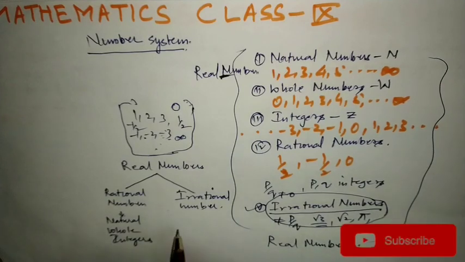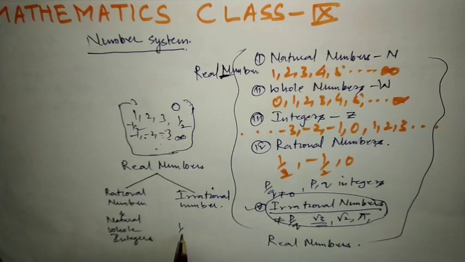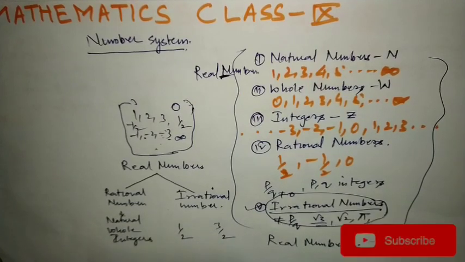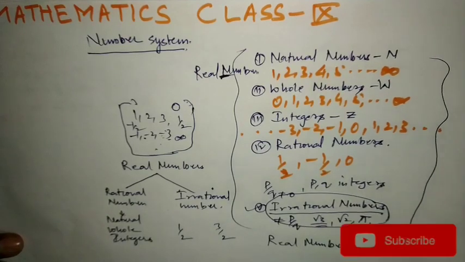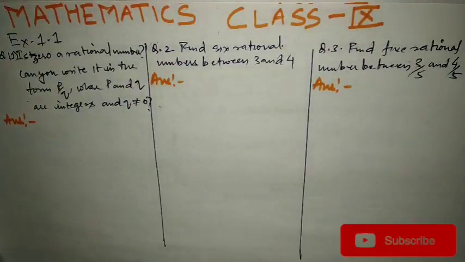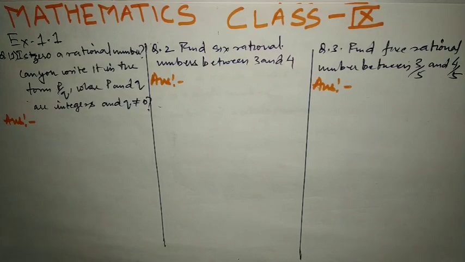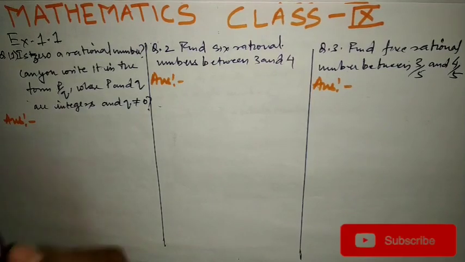So we can take any two rational numbers. If I write 1 by 2, 3 by 2, we can find infinite rational numbers between these two numbers. How to find infinite rational numbers between two rational numbers, we will study in this. So we will now go to exercise 1.1. Now see, this is your exercise 1.1.